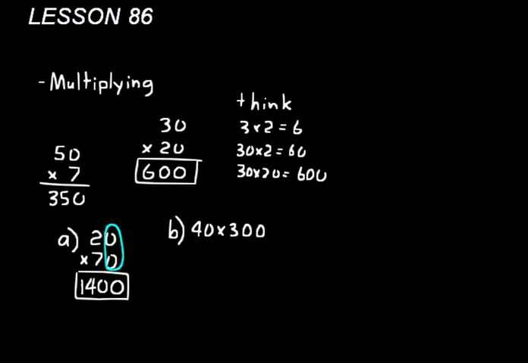Look at practice problem B, 40 times 300. So let's just think about that. 4 times 3 is 12. And so if we add 3 zeros on to the end there, that would give us the right answer, 12,000. Put a comma there. 12,000. And so, I mean, you could think to yourself, well, if I added 300 up 40 times, that would give me 12,000. That's a really big number.